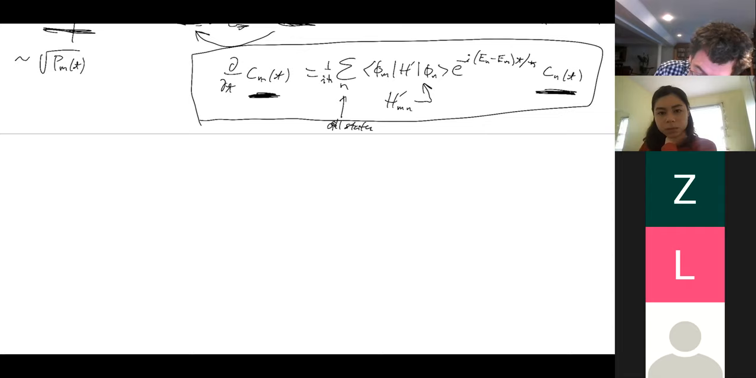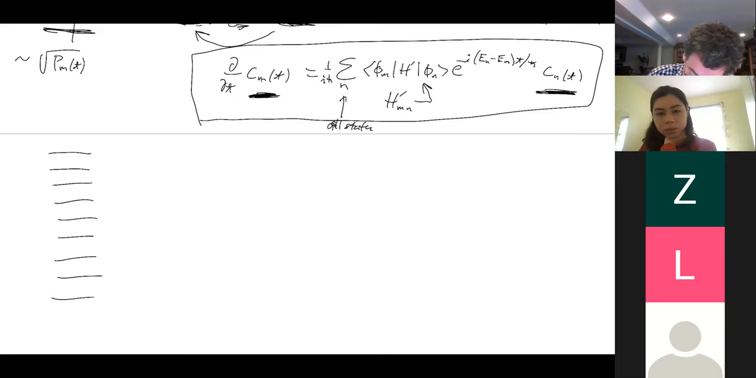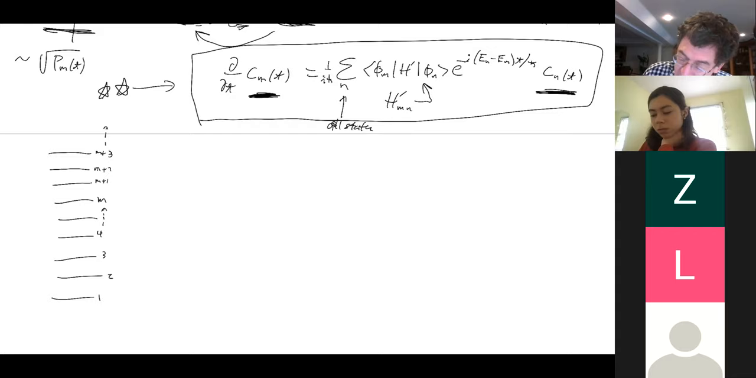Let's think of all the energy levels of the atom or box or whatever it is, all the unperturbed states. They have an index, 3, 4, and so on, and then there's an mth one, and then m plus one, m plus two, m plus three, and so on. So all these states. Now we're talking about this equation right here, the central equation, the one with the two stars. It's talking about the time derivative of c_m of t. And so we're talking about this state right here.